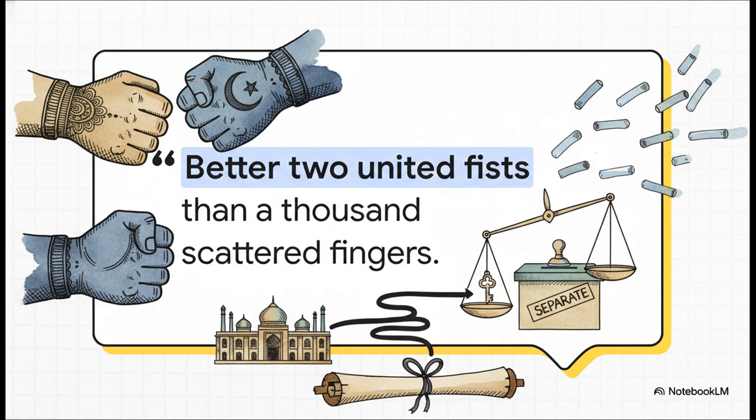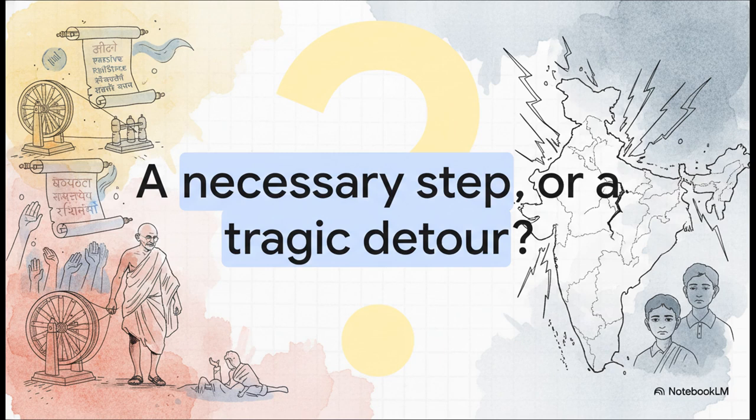But, and this is a big but, to get that unity, the Congress agreed to officially accept the principle of separate electorates for Muslims. It was a decision that would have very, very complicated consequences later on. So, when you look back at these 13 chaotic years, it's obvious they didn't end with independence. But they were absolutely essential.